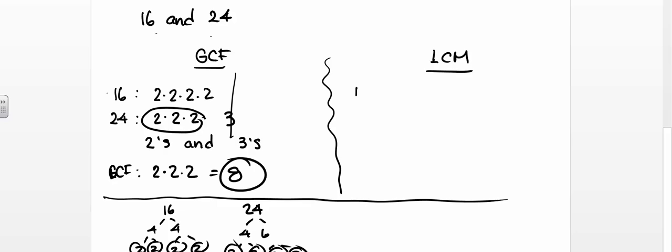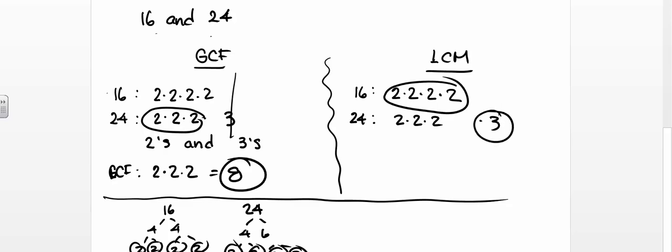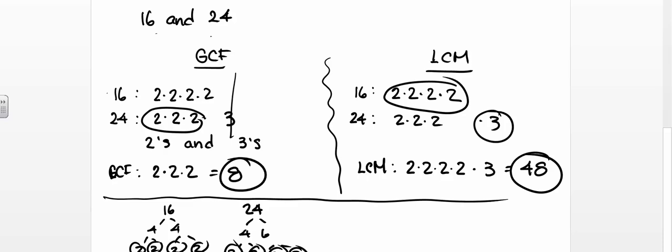Now to find the least common multiple, I'm still going to take my prime factors, which I already found. And again, 2's and 3's are both factors. In this case, I don't care whether or not they exist in both. I'm going to take the most I see in each of them. So this time I'm going to take 2 times 2 times 2 times 2 and 3. So my least common multiple, I multiply all these together: 2 times 2 times 2 times 2, which is 16, times 3, which gives me 48. So 48 is my least common multiple. 48 is the smallest number that both 16 and 24 go into.